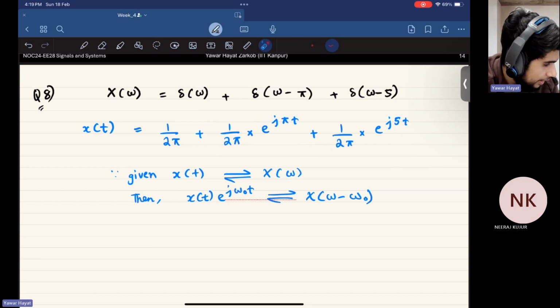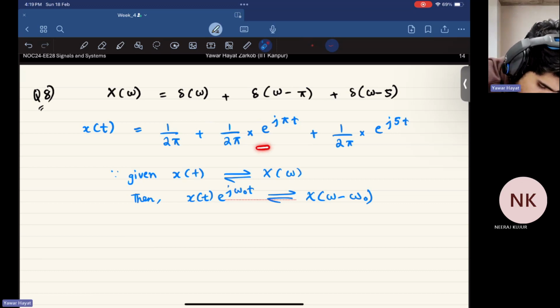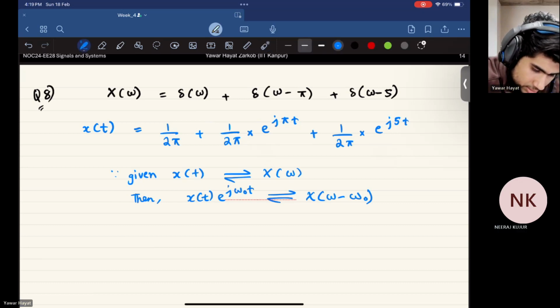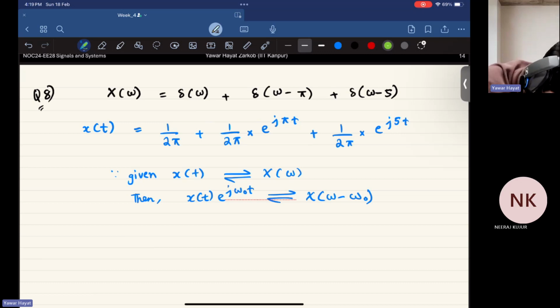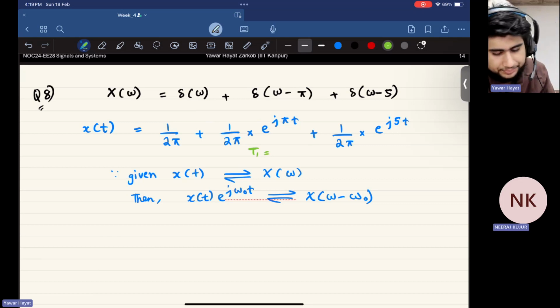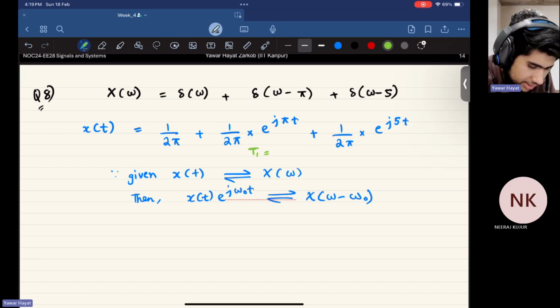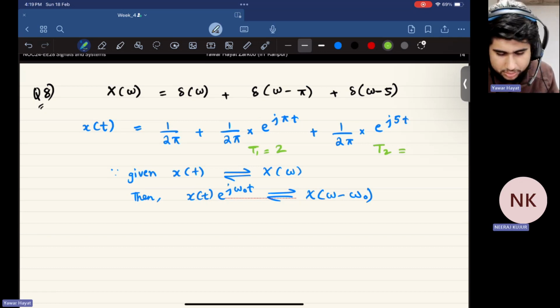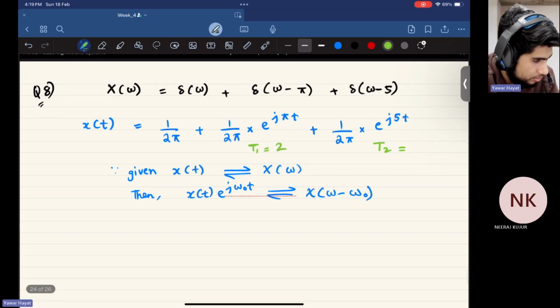So the period will be determined by this and this. Let the periods be T1 for this one and T2 for this one. What is this T1 equal to? T1 is 2, because it's 2 pi divided by pi. What about this one? What should be T2? T2 is 2 pi by 5.